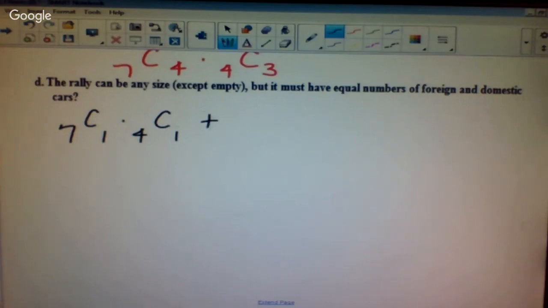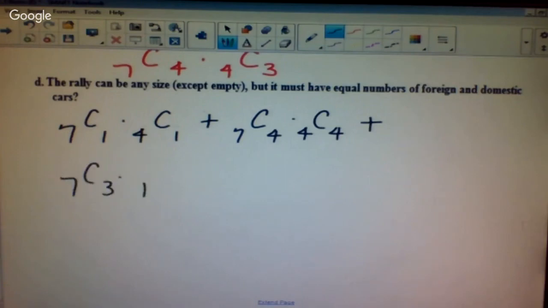7C4 and 4C4. I can have 4 of each. What else can I have? 7C3 and 4C3. I can have 3 of each. And I can do 7C2 and 4C2. Can I have 5 and 5? No. Why? Because there's only 4 domestic cars.